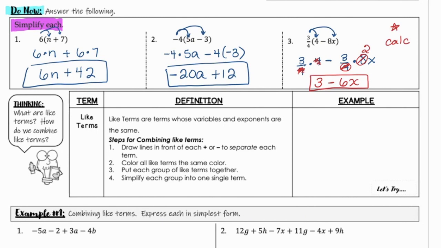This is the trickiest one, and this is where we would really want to use our calculators. So let's look at our thinking question for today. It says, what are like terms? How do we combine like terms?